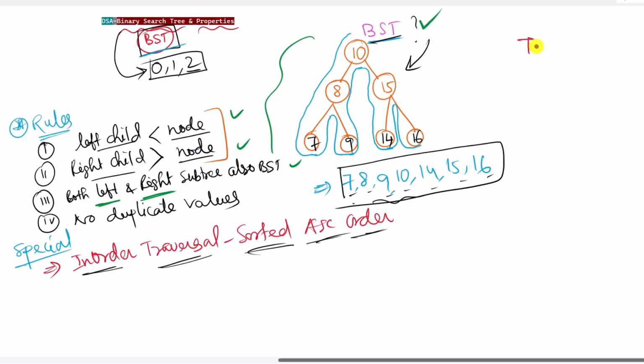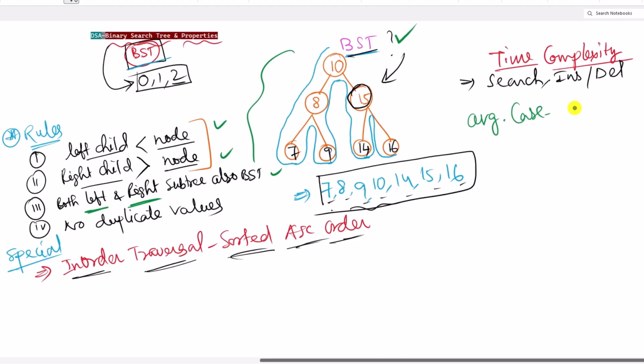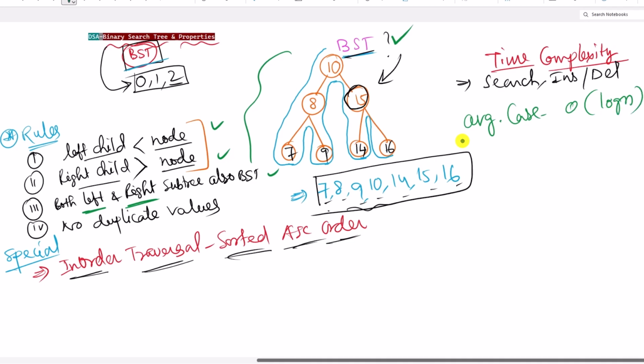Let's talk about the time complexity of the binary search tree. In a BST we can perform the search operation, that means we can look for a specific value in a binary search tree. We can also perform the insertion of a node, and the deletion of a node from the binary search tree. In the average case it has a complexity of order of log n, and in the worst case it has a complexity of order of n.